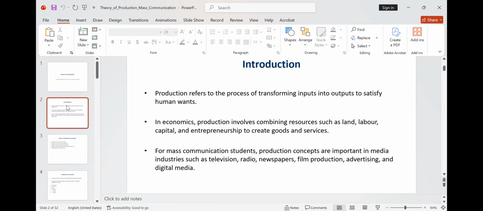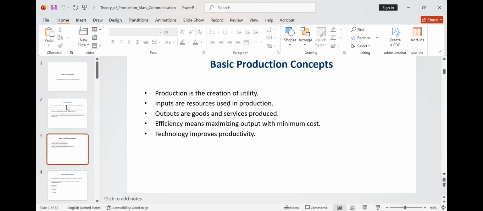When you talk about input, it refers to land, labor, capital, and entrepreneur, while the output refers to the finished goods, the goods and services. And I said for mass communication students, production concepts are important in media industries like television, radio, newspaper, film production, advertising, and digital media. Now, I went into the basic production concept. I said production is the creation of utility.